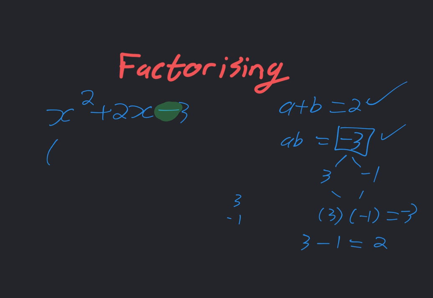Right, so that's our first brackets. And now how would you add the negative 1 into brackets? It's quite simple. All you would do is you would say x minus 1.